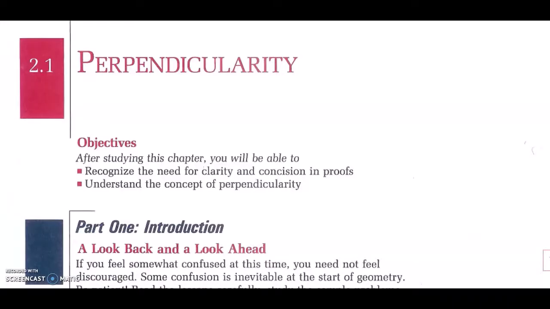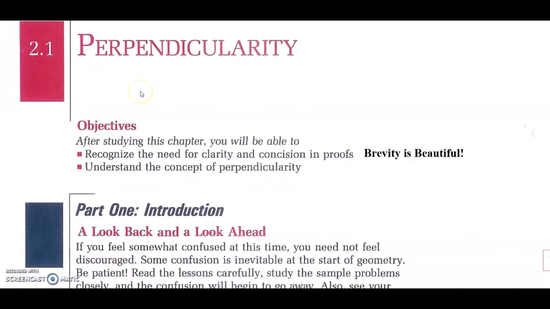In 2.1, we're going to look at perpendicularity. The first objective is that you need to recognize the need for clarity and concision in proofs. We've mentioned brevity is beautiful. And then you need to understand the concept of perpendicularity.